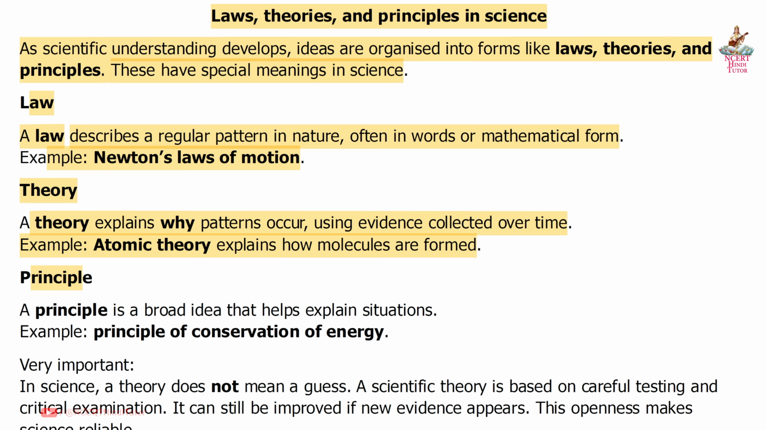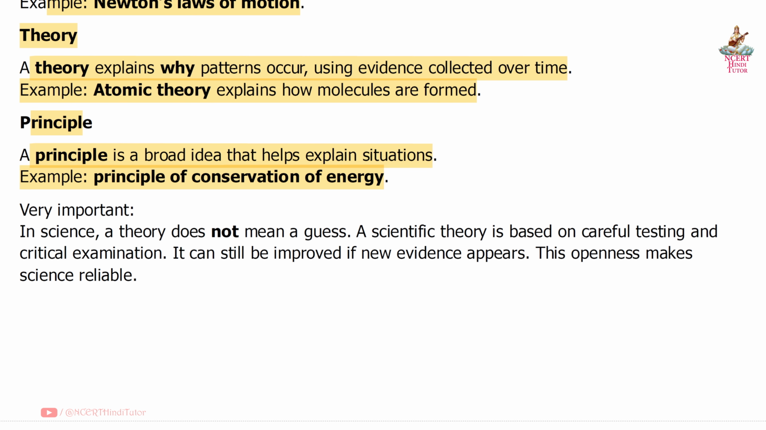Next, principle. A principle is a broad idea that helps explain situations. Example, the principle of conservation of energy. Very important: in science, a theory does not mean a guess. A scientific theory is based on careful testing and critical examination. It can still be improved if new evidence appears. This openness makes science reliable.